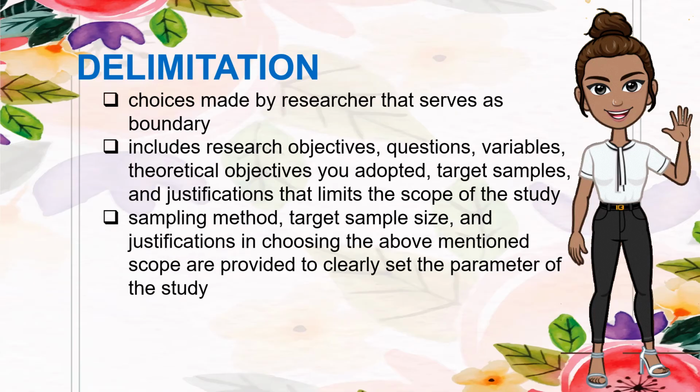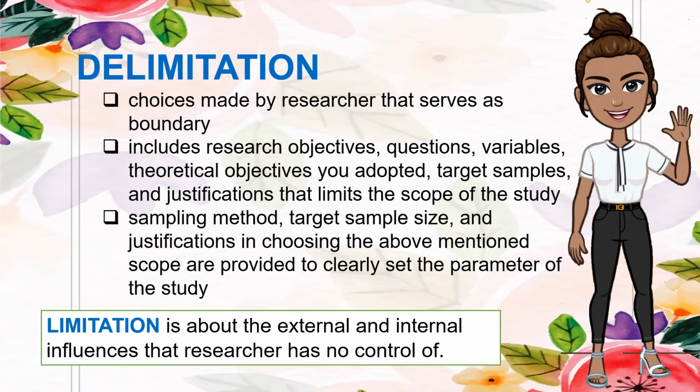On the other hand, sampling method, target sample size, and justifications in choosing the above-mentioned scope are provided to clearly set the parameter of the study. In some researches, instead of scope and delimitation, they use scope and limitation. The term limitation is about the external and internal influences that the researcher has no control of. They can be shortcomings, conditions, or influences that cannot be avoided due to the limitation of the study. Thus, these limitations are a declaration of the possible influences to the result of the study.